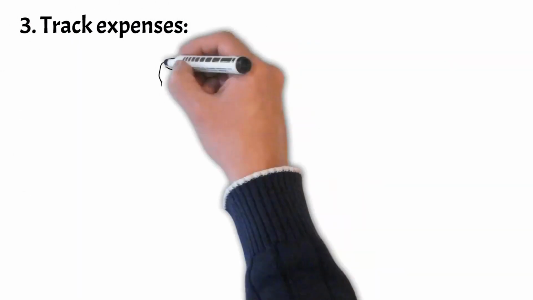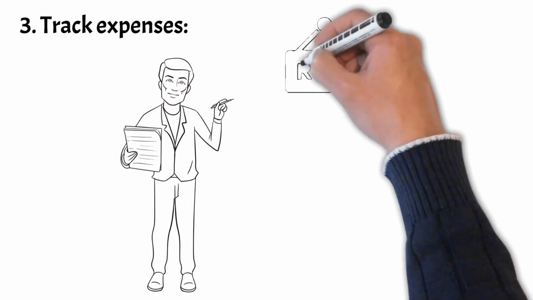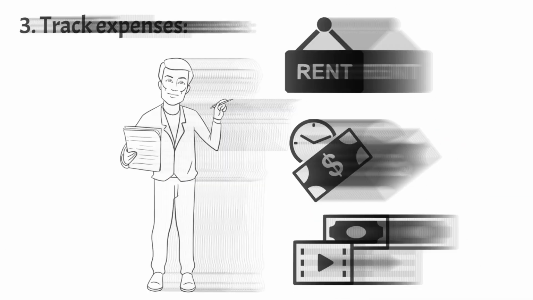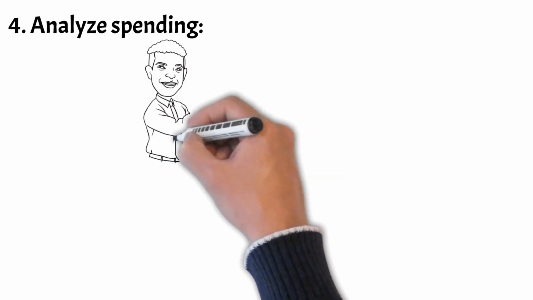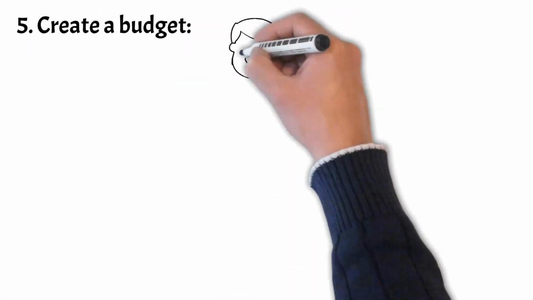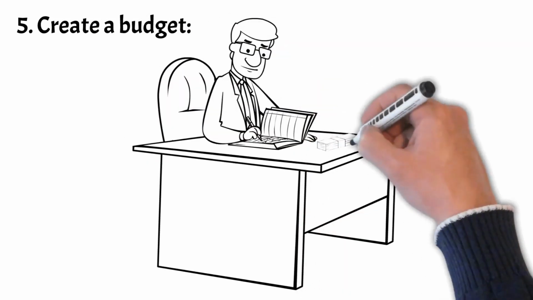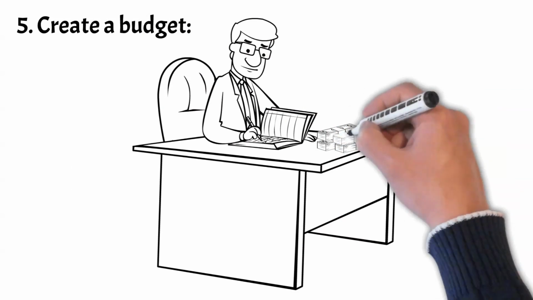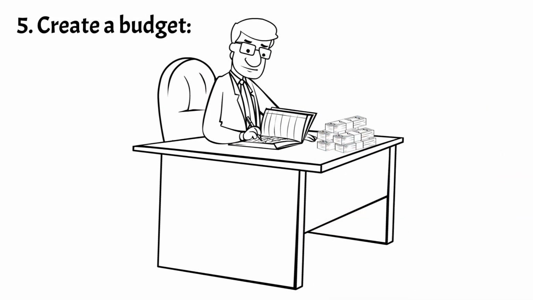3. Track expenses. Write down everything you spend for a month and group them into categories like rent, groceries, and entertainment. 4. Analyze spending. Look for areas where you can cut back and save money. 5. Create a budget. Based on your goals and spending analysis, make a plan for how much you'll spend in each category. Make sure it doesn't exceed your income.